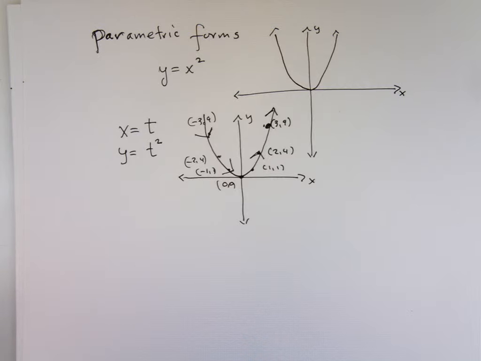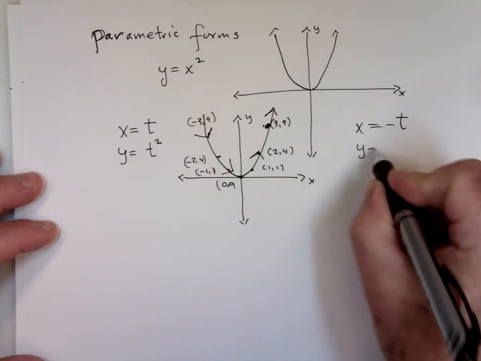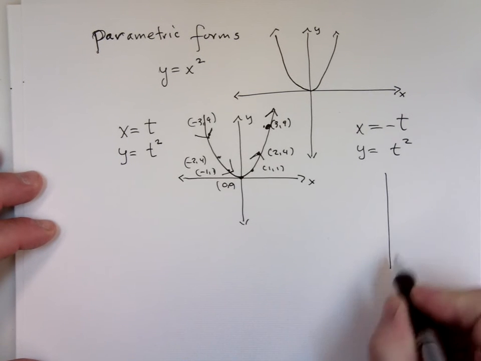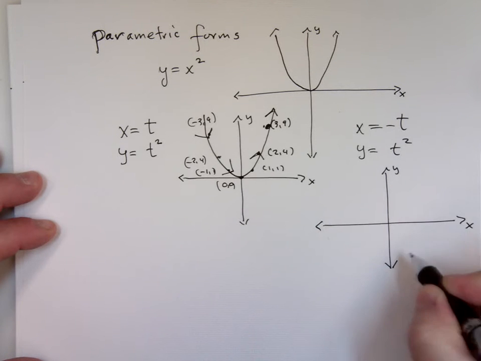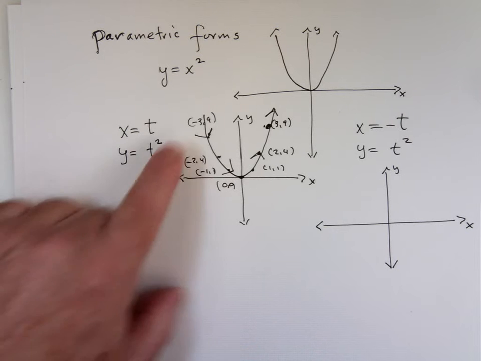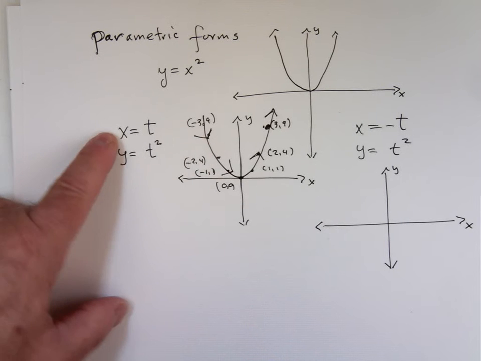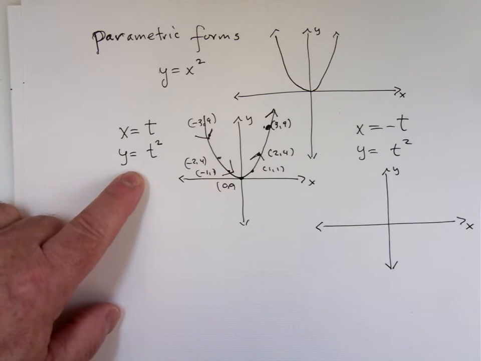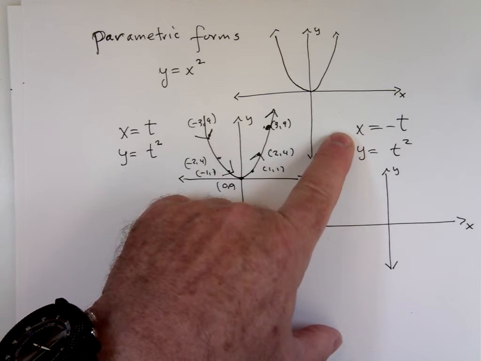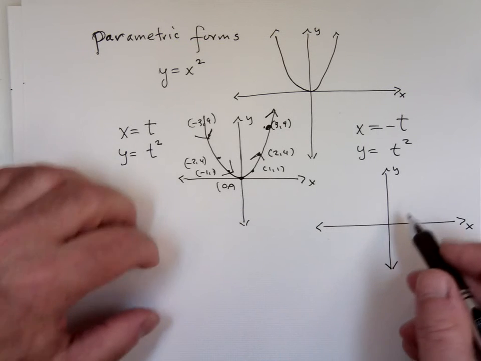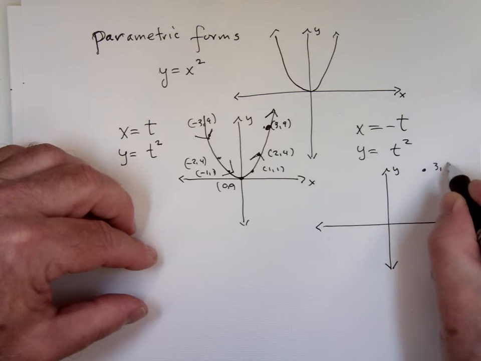X equals -t. Perfect. X equals the opposite of t, or a -t, and y is equal to t squared. If you do it this way, watch what happens. Let's start t at -3, which we did before. When t was -3, x was -3, and y is equal to 9. And we got this point to start with. Now if t is -3, x is equal to the opposite of that, 3, and y is still 9. So it starts us over here, okay?